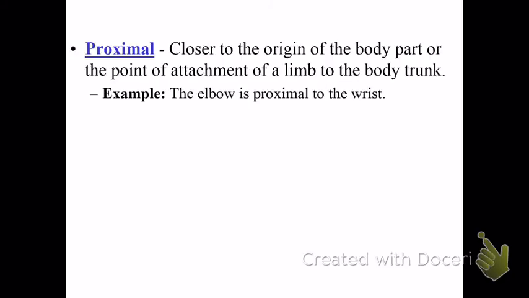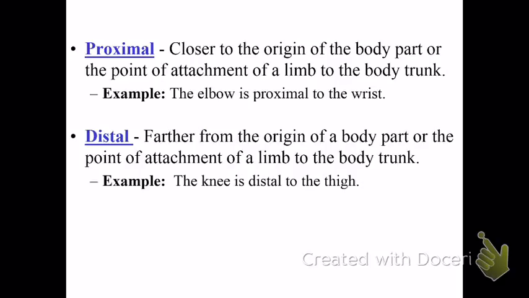Proximal is close to the point of attachment. So my shoulder is proximal to my elbow, which would be distal. So the shoulder is closer to the point of attachment, where my wrist is further away from the point of attachment, distal. Okay, couple of questions on the test about those. Make sure you understand what those words mean.